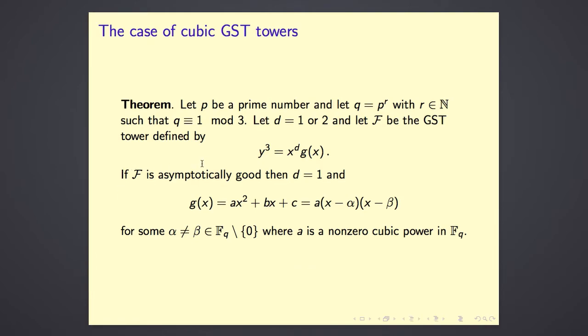So in the particular case of a cubic GST tower, we can prove the following. The power d has to be 1, and this forces the polynomial g of x to be a quadratic polynomial, which must split totally into two different linear factors over Fq.